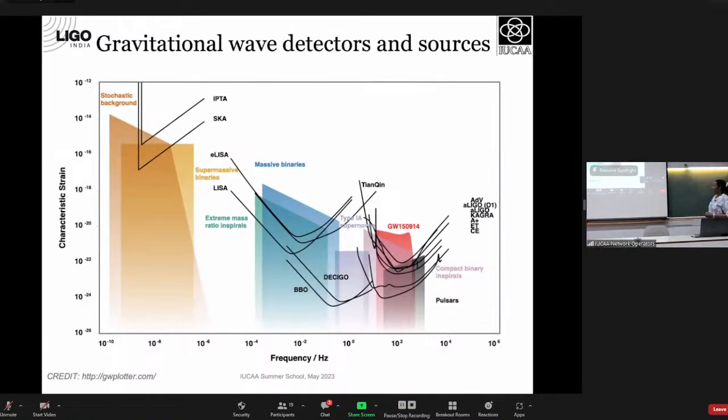Okay, so the same thing put into a different plot will look something like this. We have frequency along the x-axis, and then you have the strain. Strain is basically the amount of stretch and squeeze that the gravitational wave puts on the detectors. As you can see, among the ground-based detectors you have Advanced LIGO, KAGRA, the A+ upgrades, the Virgo detector, and then the Einstein Telescope and Cosmic Explorer. Some of them are proposed, some of them are planned.